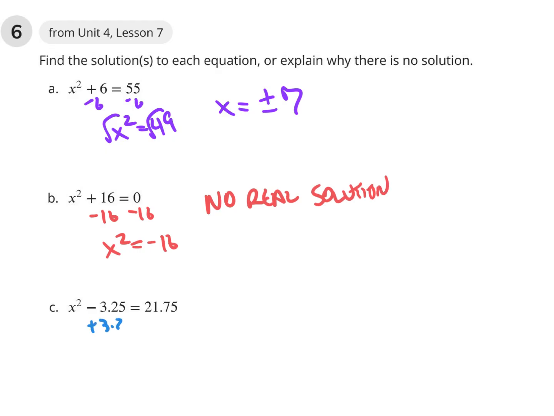Add 3.25 to both sides. X squared equals 25. Take the square root. X equals plus or minus 5.